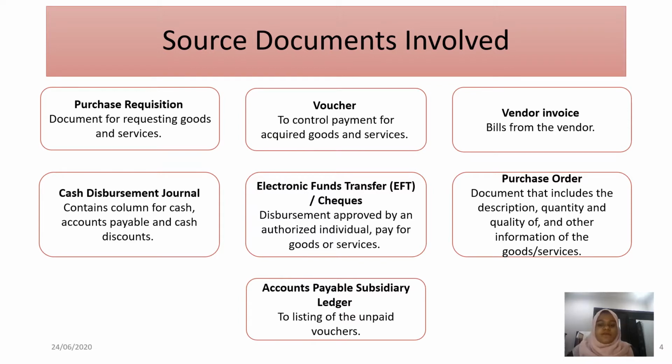We also have EFT, also known as electronic fund transfer, and checks, which is a disbursement approved by an authorized individual to pay for goods and services. We also have purchase order, which is a document that includes the description, quantity, quality, and other information about the goods and services. And lastly, we have accounts payable subsidiary ledger, which is a list of unpaid vouchers.